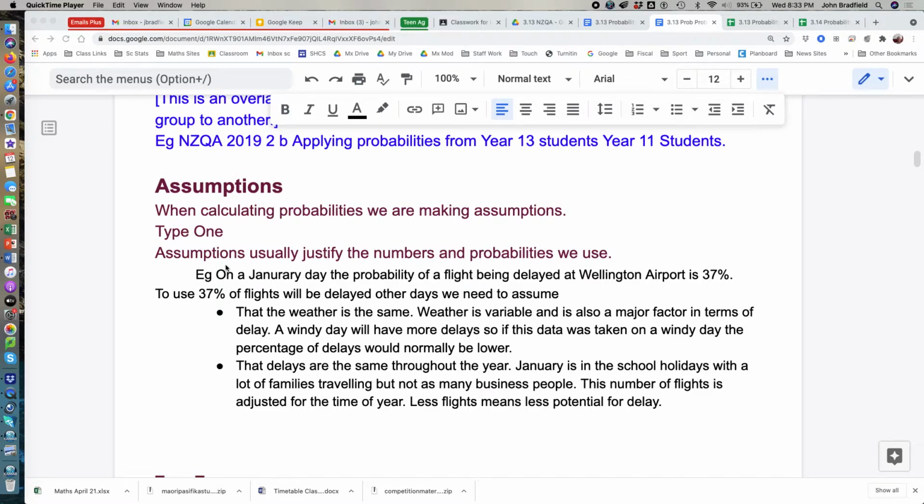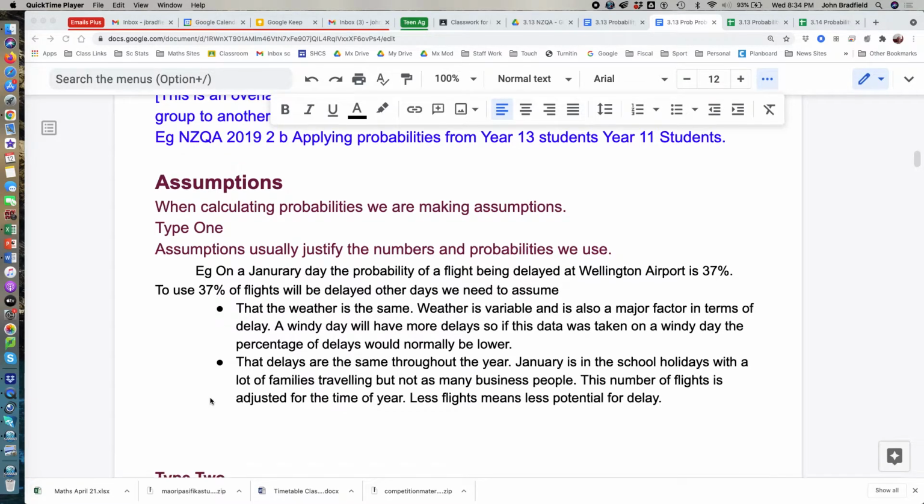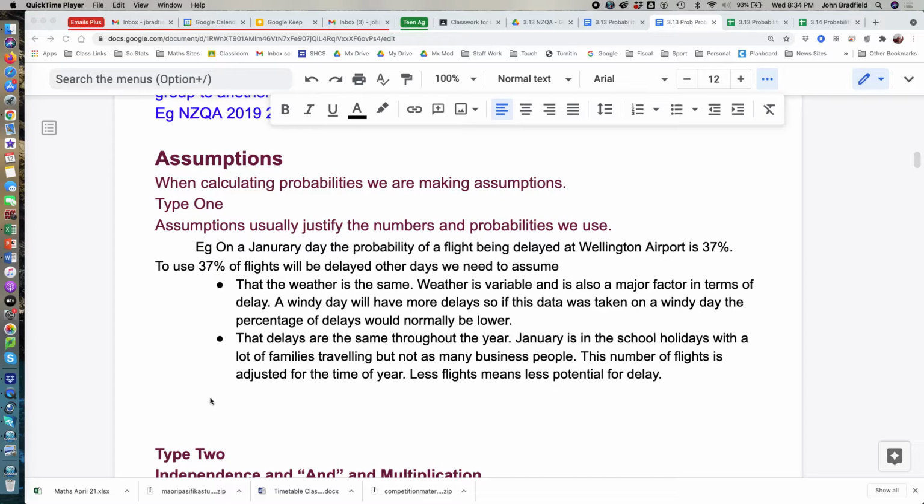We're also assuming that delays would be the same throughout the year. If it happened to be 37% of flights in January, that might not be the case. If we're in June when we get out of the school holidays, things might be different. Numbers of flights change as the years go on and the weather changes, so that sort of thing. So assumptions are background ideas behind the values that we use. That's one type of assumption.